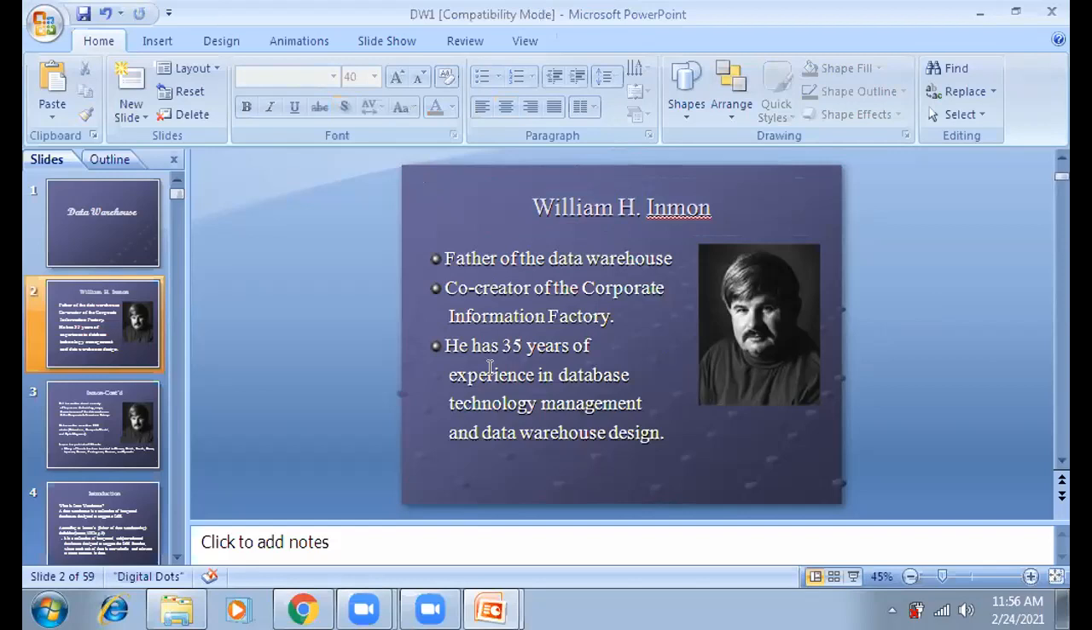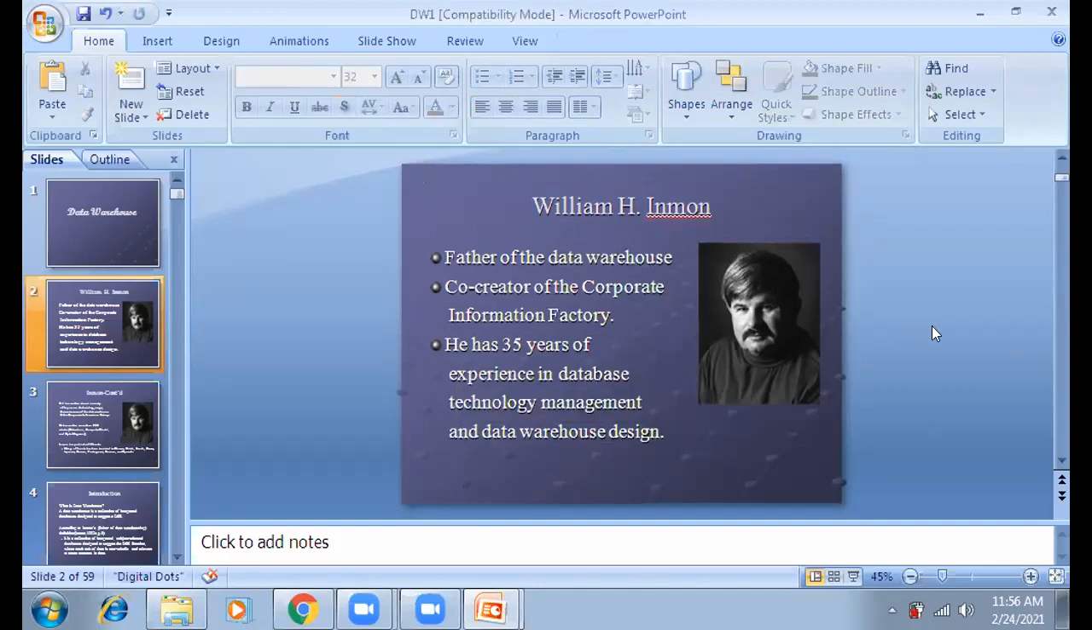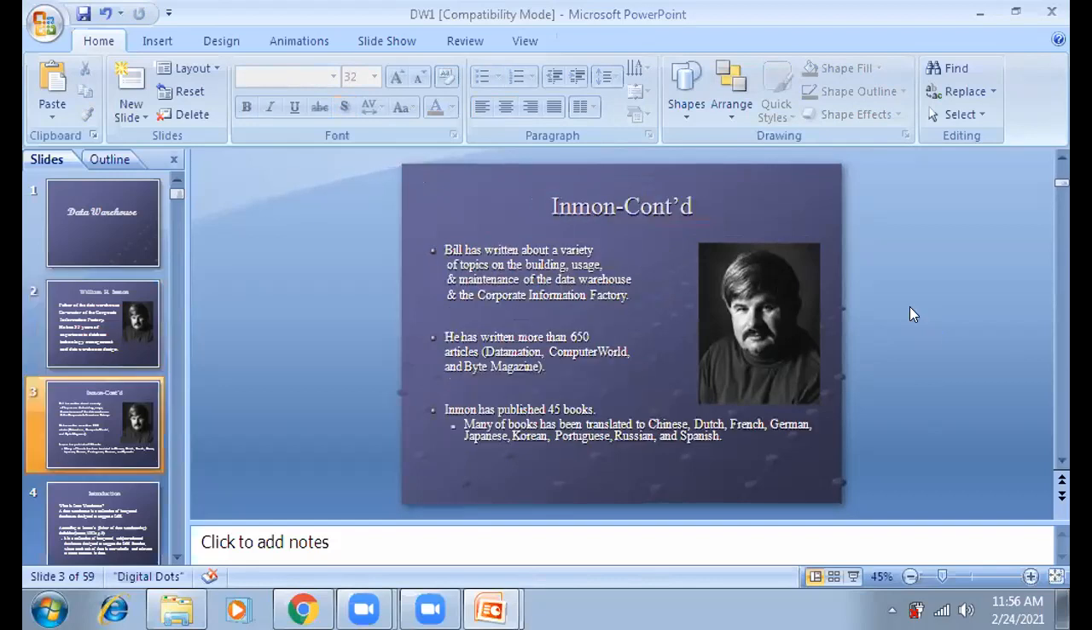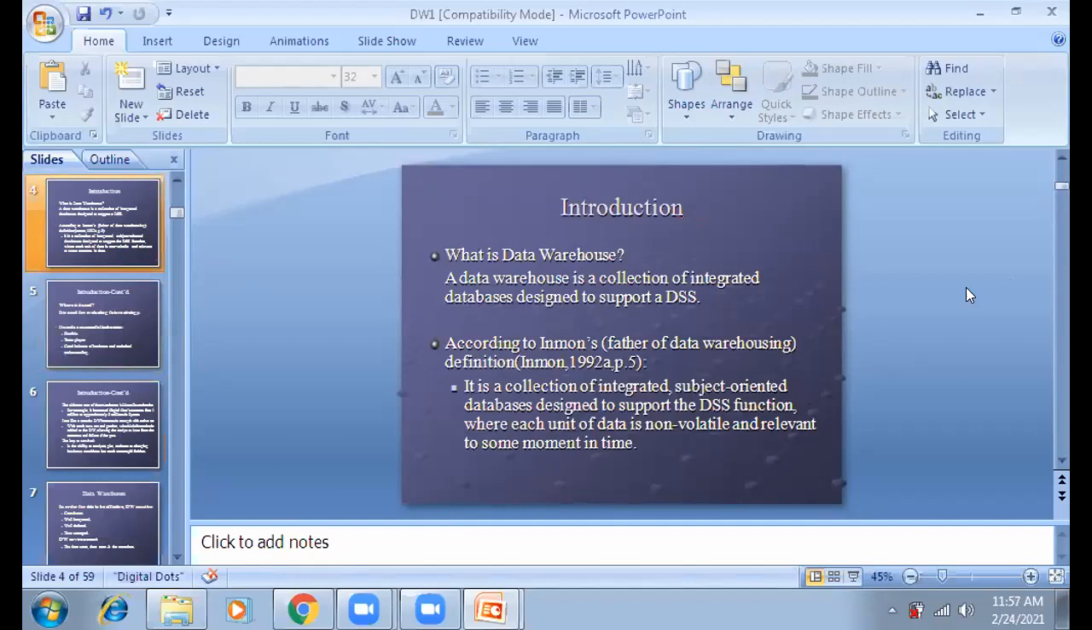He is the co-creator of the corporate information factory, and he has 35 years of experience in database technology management and data warehouse. Obviously he must have had experience of database management systems, that's why he was able to design a new kind of database called the data warehouse. This is the history of Inmon, the father of the data warehouse. He has published papers, magazines and books on various fields of data warehouses and database management systems.